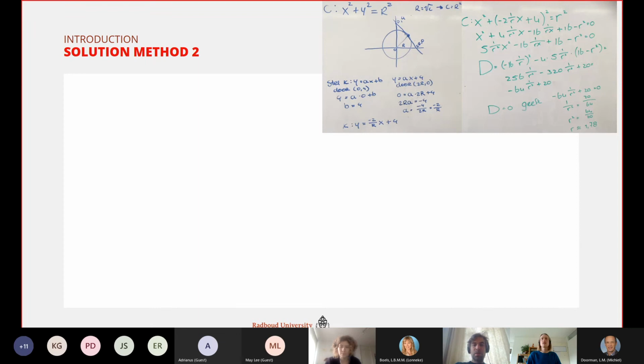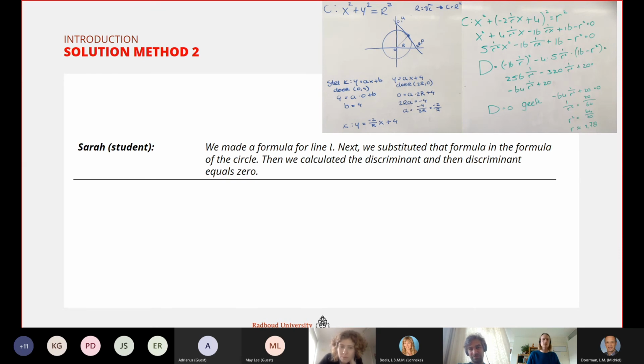So this is also one of the solution methods. The teacher asked the students to explain their solution method, and this is what one of them says. We made a formula for line L. Next, we substituted that formula in the formula of the circle. Then we calculated the discriminant, and then discriminant equals 0. And again, I'm inviting you to think about what could happen now. What would you like to happen and why?